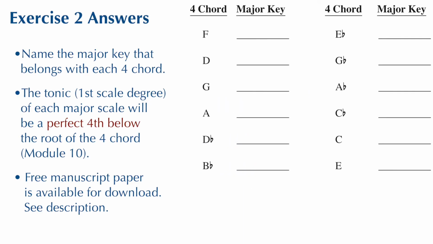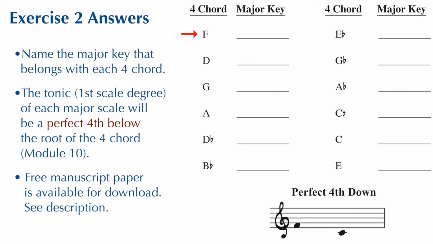As we go over the answers, remember that the root of the 4 chord is going to be a perfect fourth above the tonic or 1 of your major key. So if our 4 chord is F, F is a perfect fourth above C. So if our 4 chord is F, our major key is C major. If your 4 chord is D major, take the root of that chord, the D, lower it a perfect fourth, you are in the key of A major.